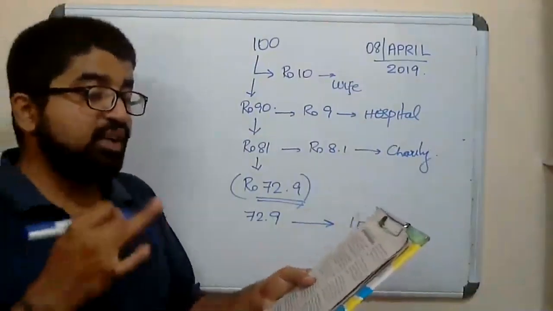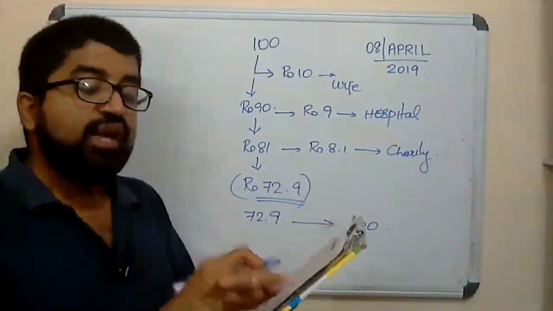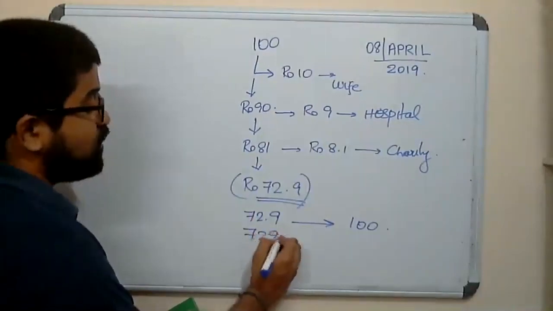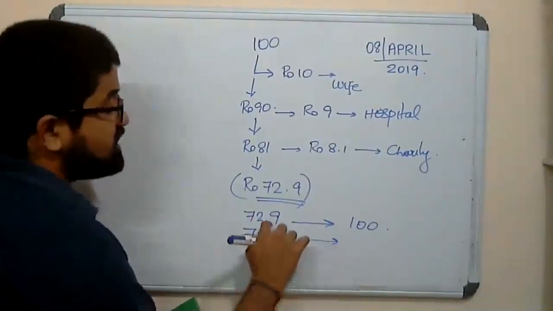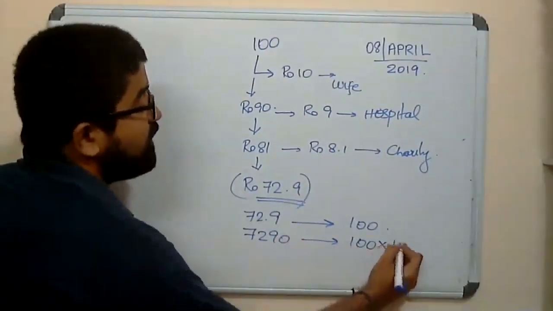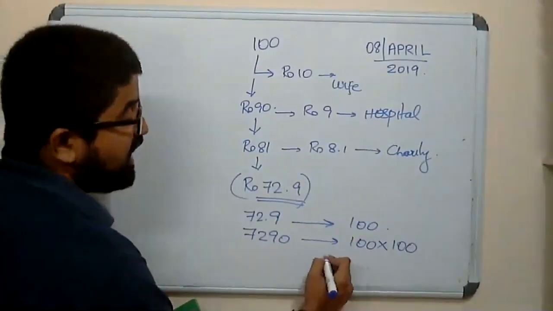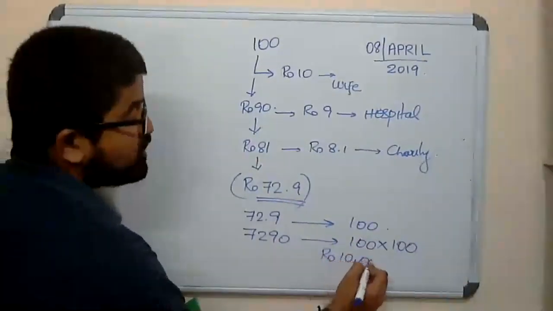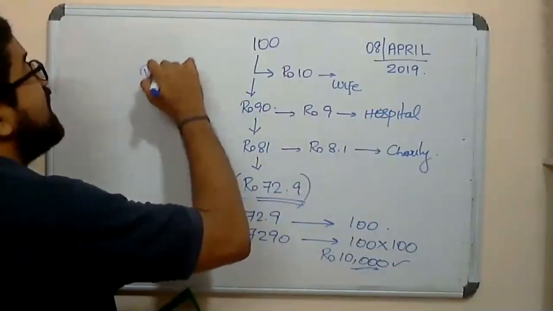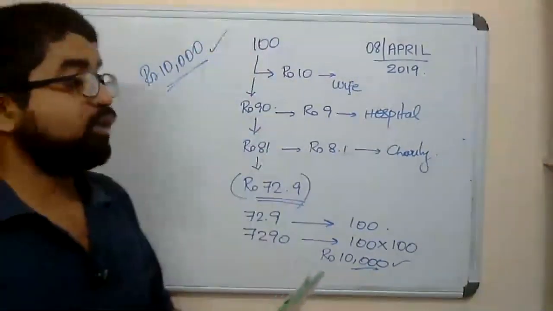But in the question, it is given that the person, he is left with rupees 7290 after all these process. It is not 72.9, it comes to 7290, which means it is 100 times 72.9. So the total amount he had with him, it will be 100 into 100. Proportionately, this increases and that value comes to rupees 10,000. So we can conclude that initially Mr. Ramesh, he had rupees 10,000 with him, and that will be the final answer for our question.